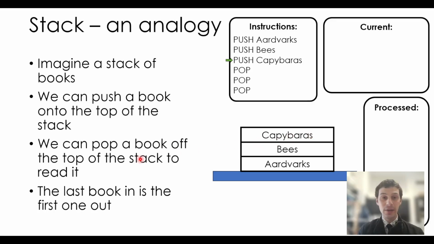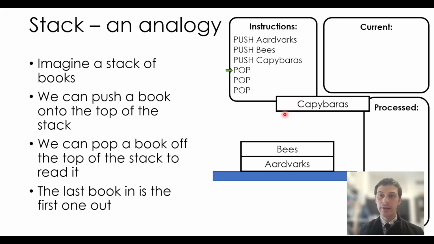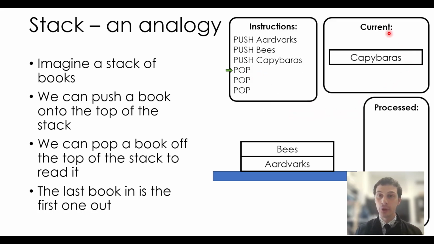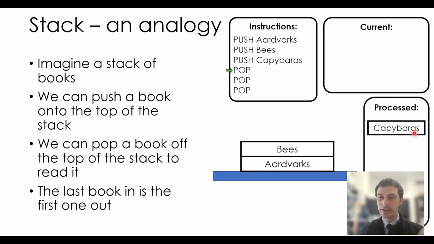So to read, we can pop a book off the top of the stack. I'll pop this book about capybaras. So I'll do a pop operation. There you go. And that'll store that in a variable called current. That's the one I'm looking at right now. And I'll keep a list of the ones that I've processed just so you can see the order in which I'm doing them.